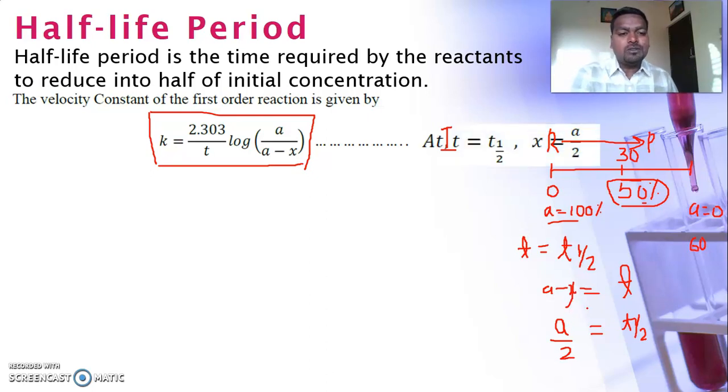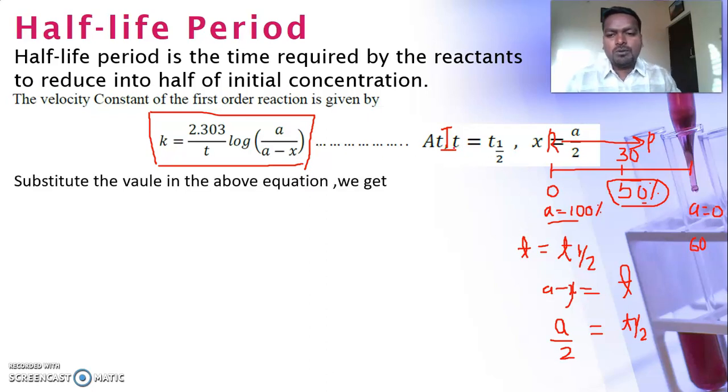So at t is equal to t half, x is equal to a by 2. x is the amount of reactant which is converted into product at that moment, which is half of the initial concentration, 1 by 2 into a. Then substitute the values of t and x in this equation.